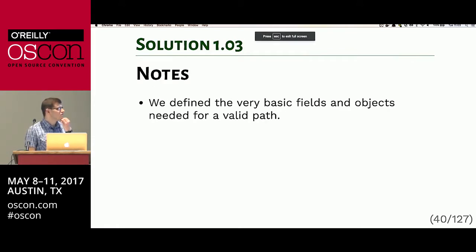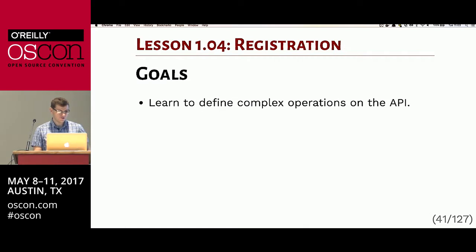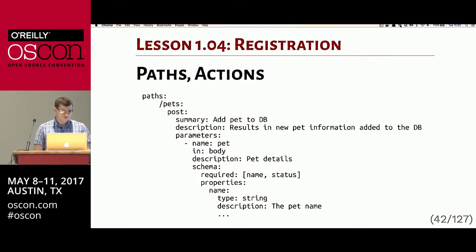So here we defined the very basic spec with our paths, and now we want to add some more functionality into it. Basically, we want to define more complex operations for us to support in our paths. If we look here in this paths object, now we can look at the post, which will be more complex. You can see the parameters.